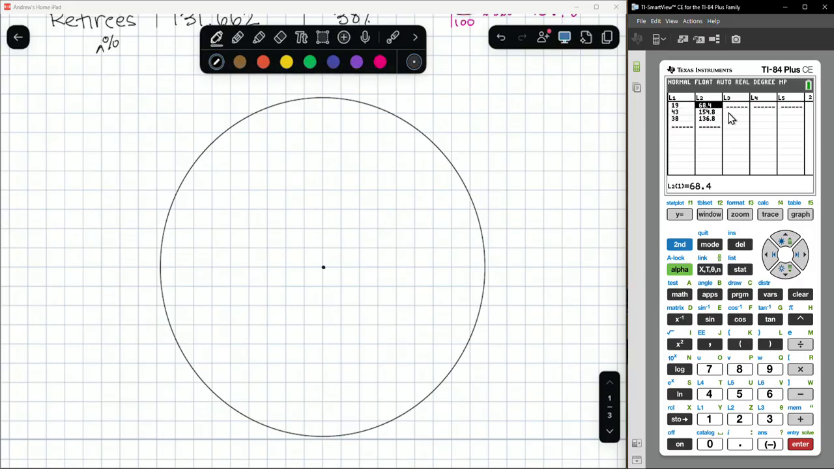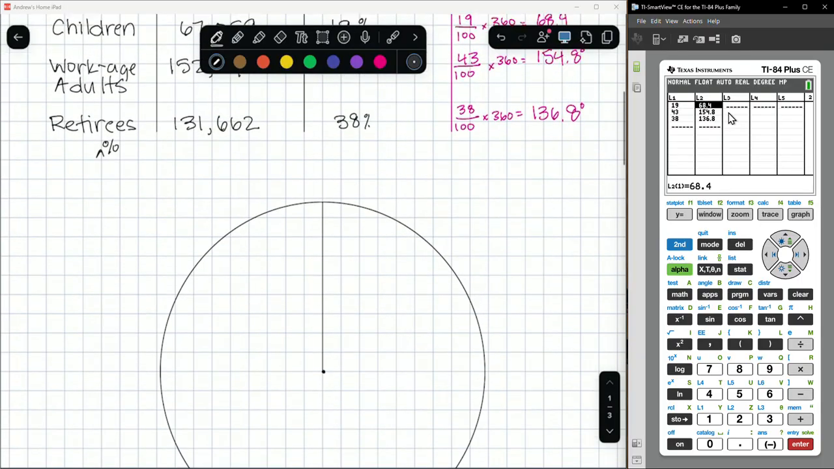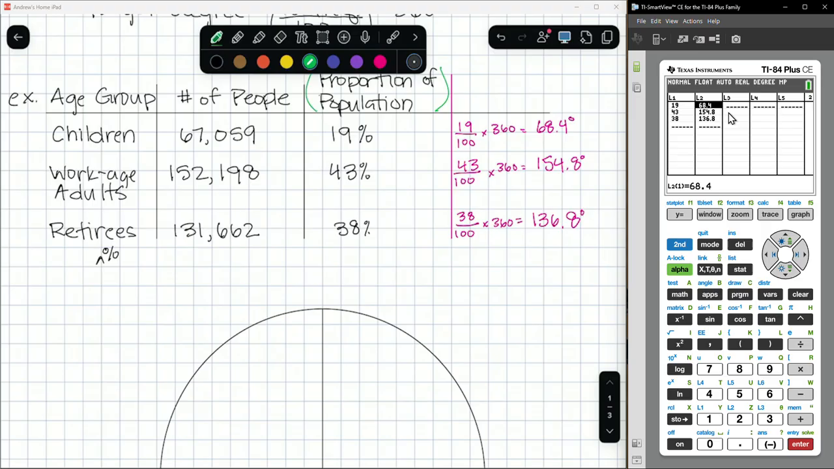So that's the center. And in order to sketch these wedges, the very first thing I do is draw a line from the center to the top of the circle. That's the place I'm going to start measuring my angles. And much like Pareto charts, it's standard in pie charts to plot the biggest angle first. So just like our Pareto chart, I'm going to do the work age adults first, and then the retirees, and then the children last.